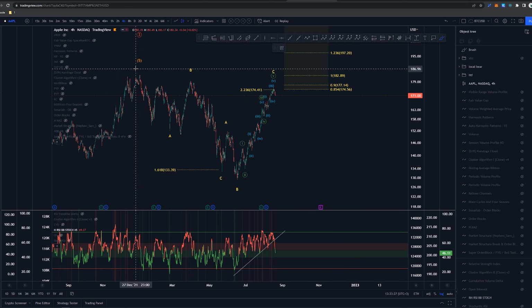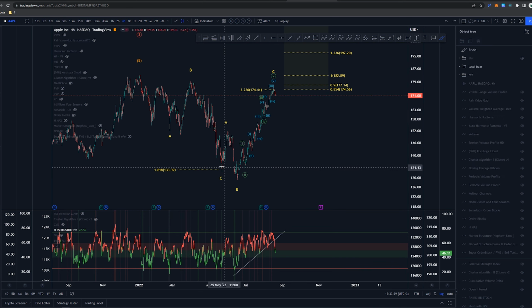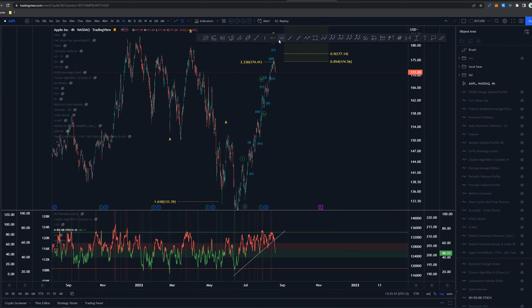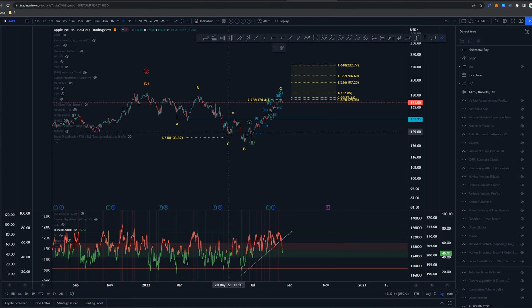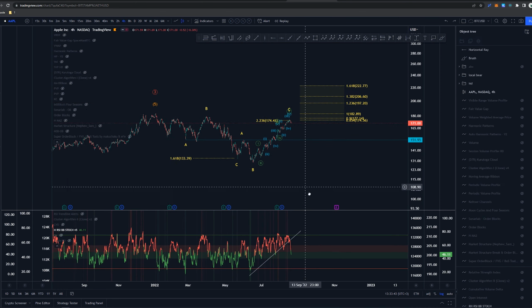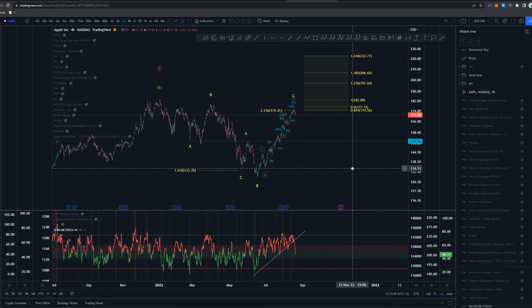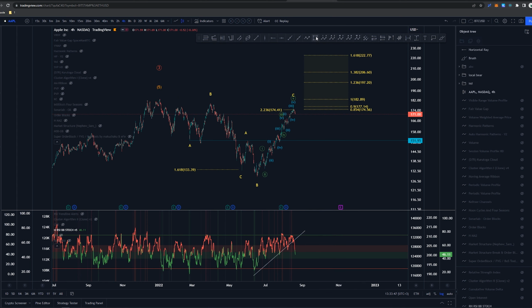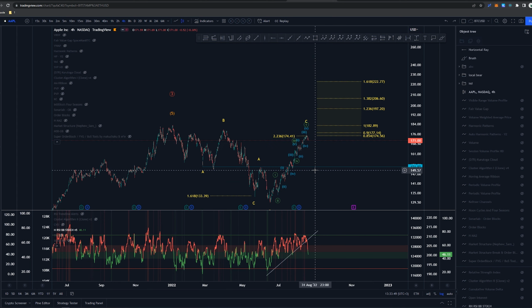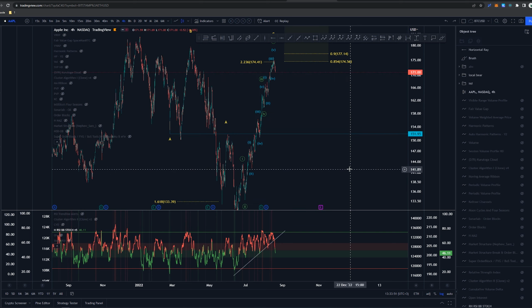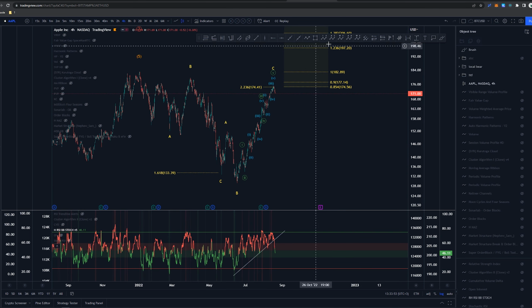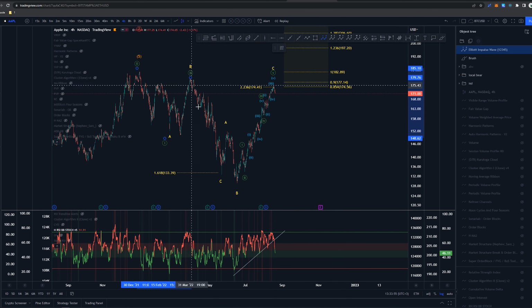In this one, I'm thinking this could be an ABC. We would get to the 1.618 extension here. The other possibility would be that this would be some kind of a 3, 4, and 5. That would also be a possibility. I don't think I have it labeled like that on any of these counts, so let me just actually put it there.